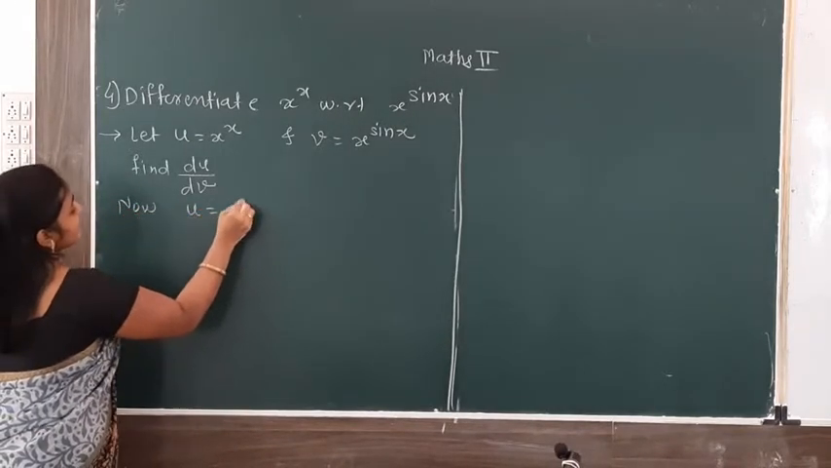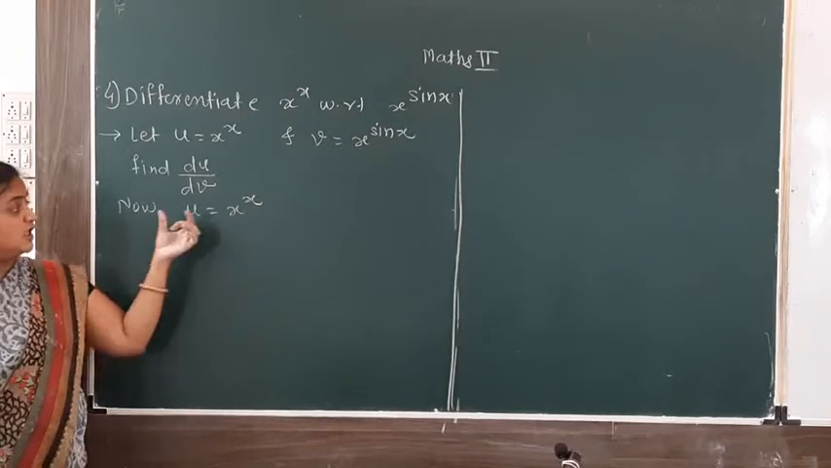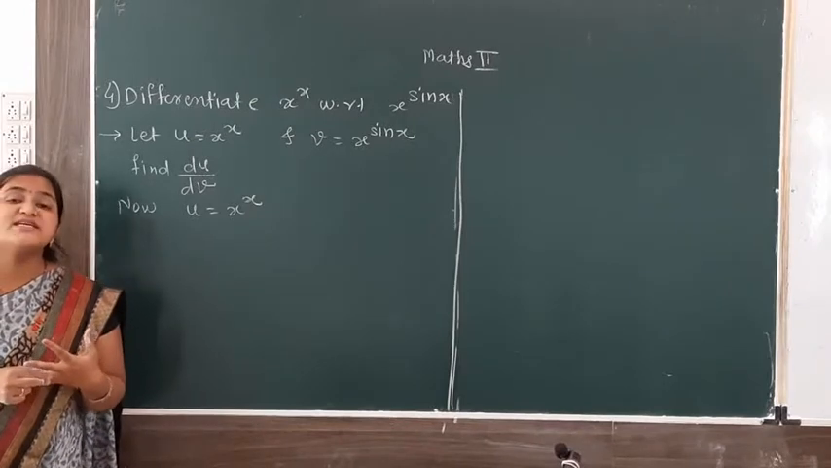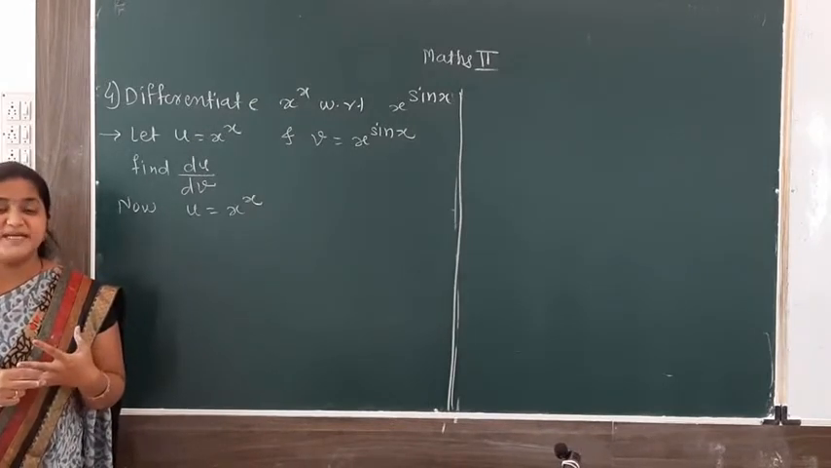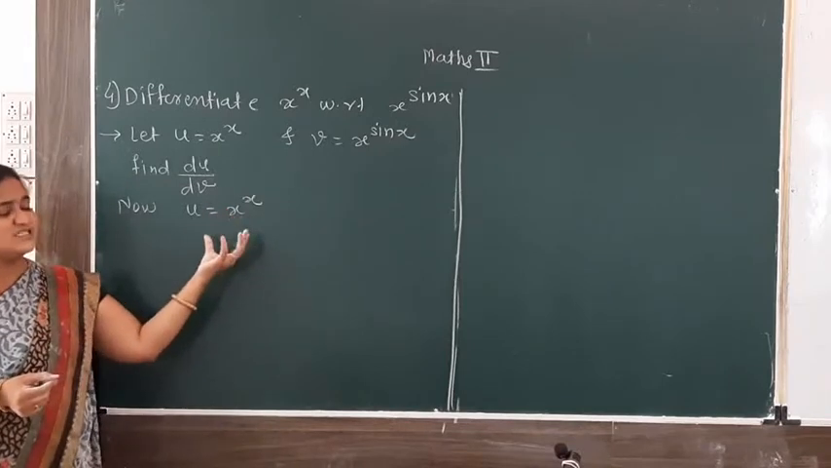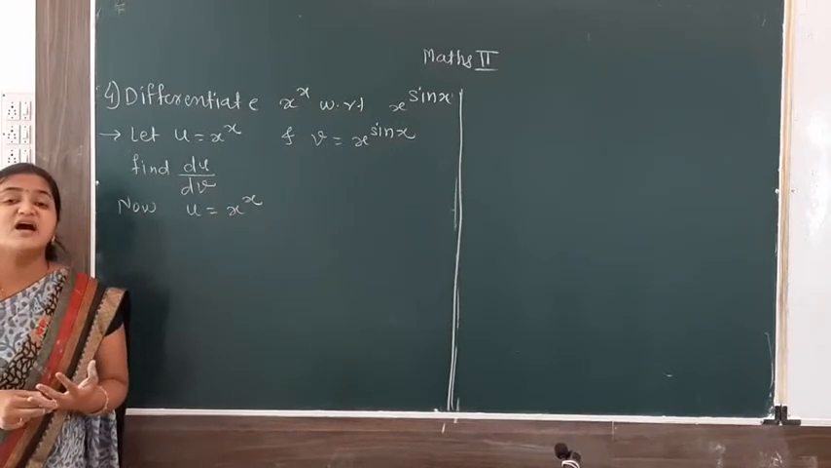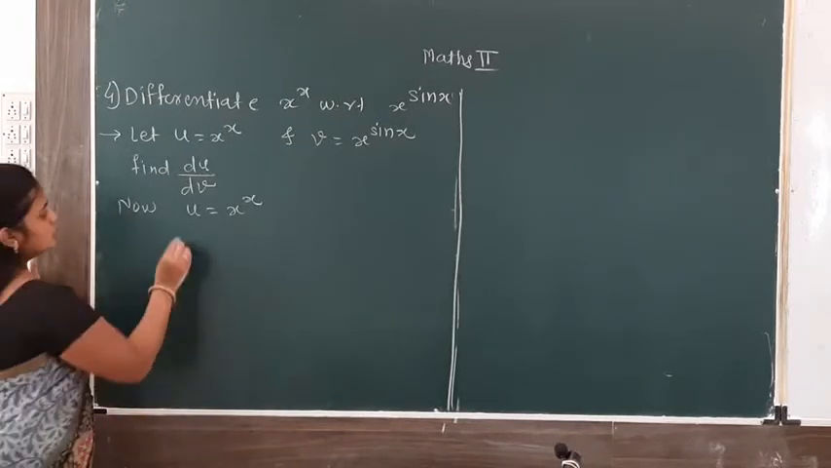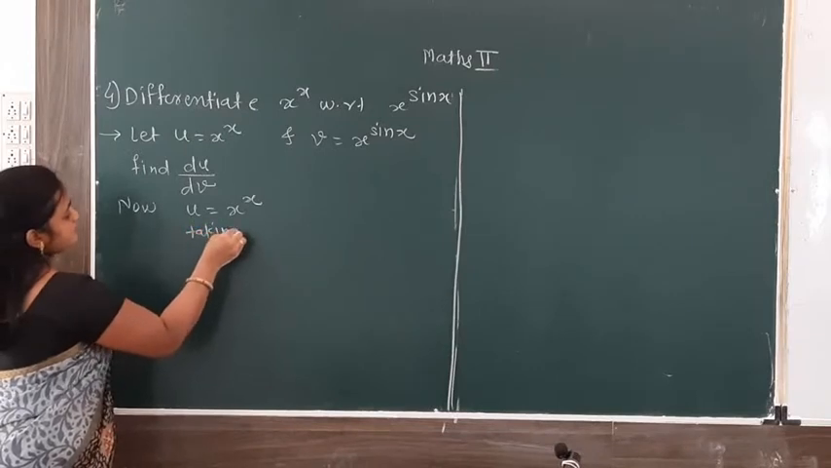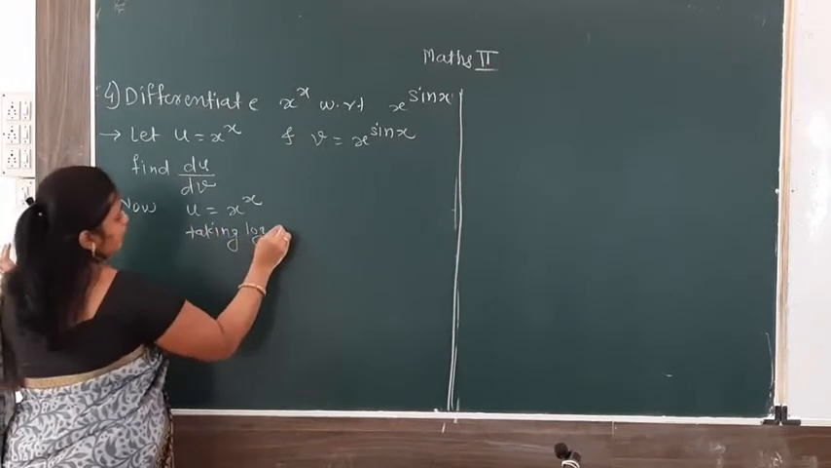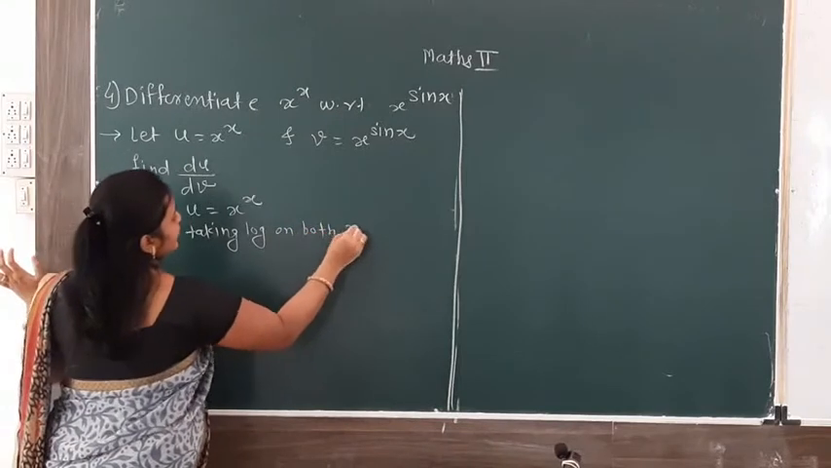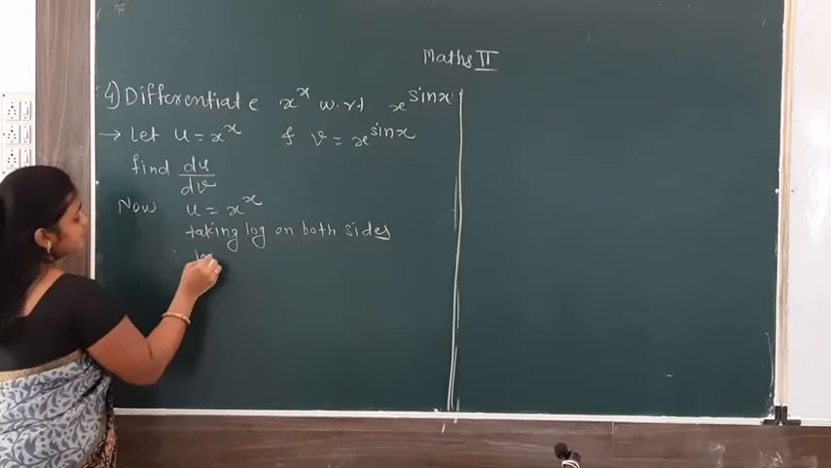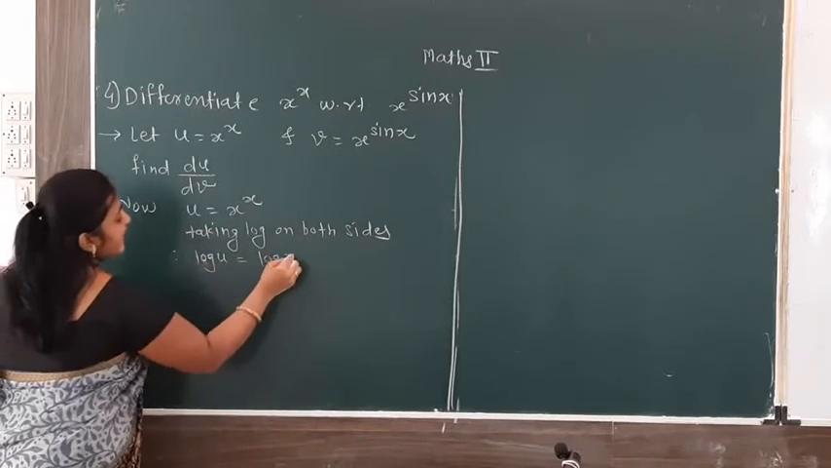So u is equal to x raised to x. But here u is in the form of function raised to function. So we use logarithmic differentiation. It is compulsory when your function is in function raised to function form. We use logarithmic differentiation, which means you take log on both sides. So taking log on both sides, log of u is equal to log of x raised to x.